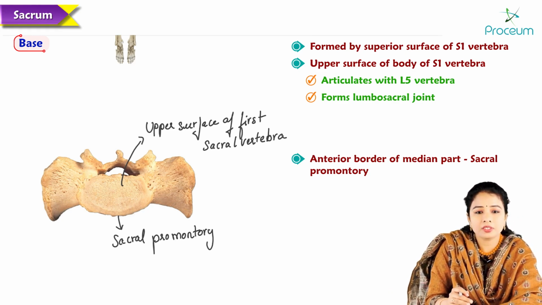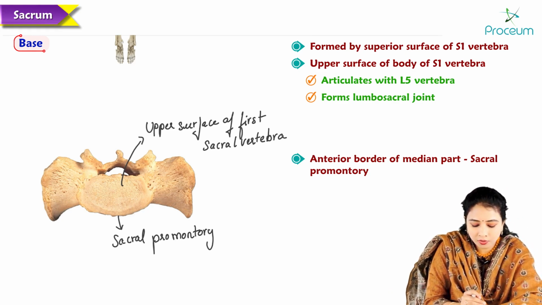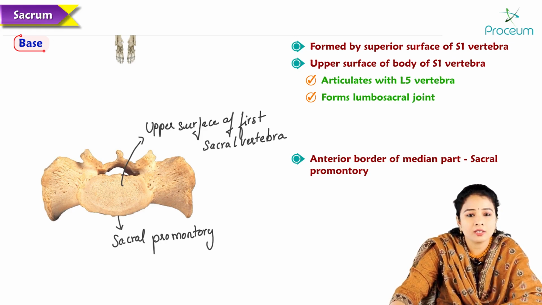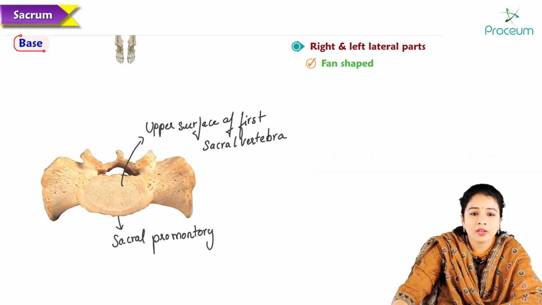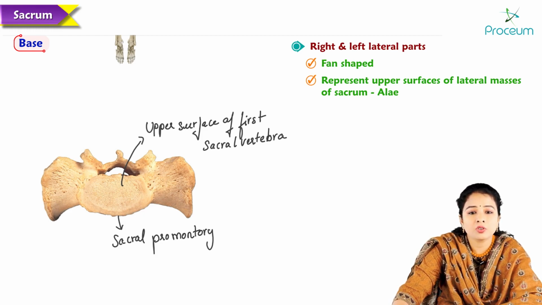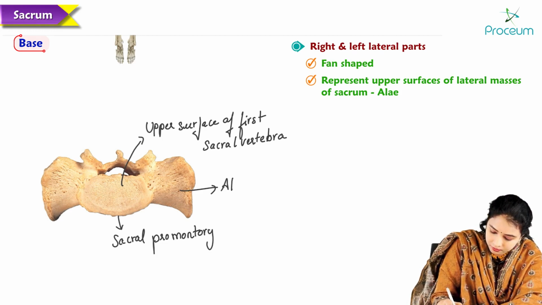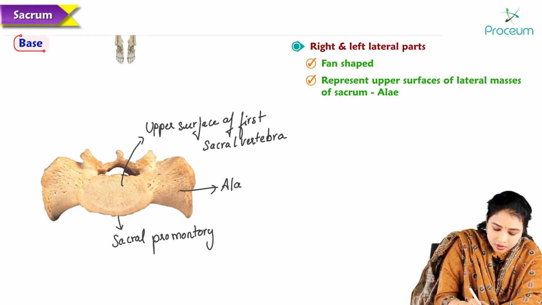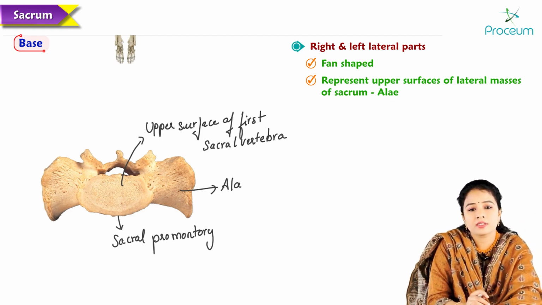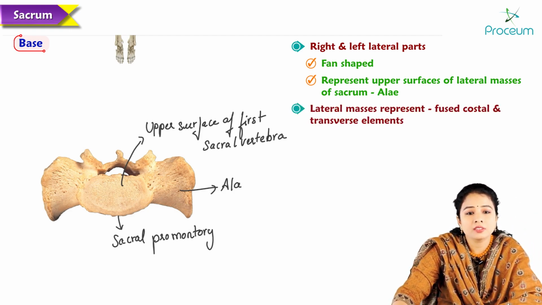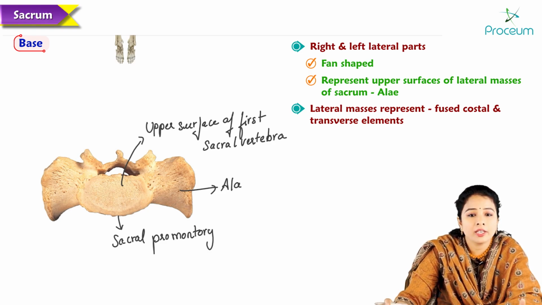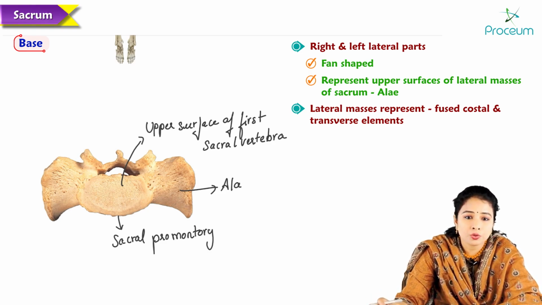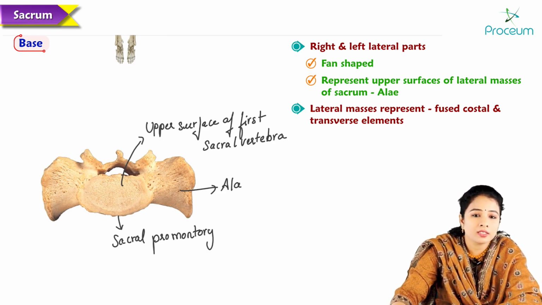So the most prominent projection from the anterior part of the body of the sacrum, that is from the base of the sacrum, is termed as sacral promontory. The right and left parts are fan shaped and represent the upper surfaces of lateral masses of sacrum, which are termed as ala. So singularly ala, and both the sides they are considered as ala of sacrum. And the lateral masses present the fused costal and transverse elements of the sacral vertebra.